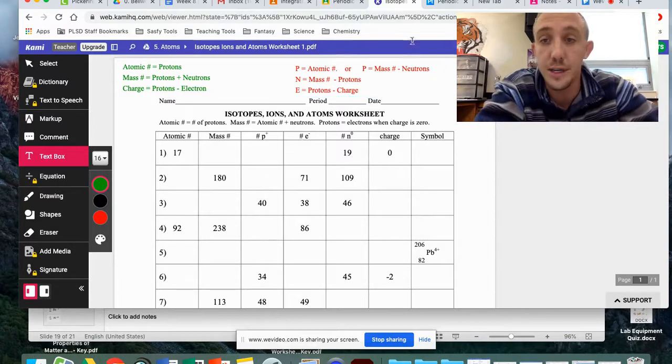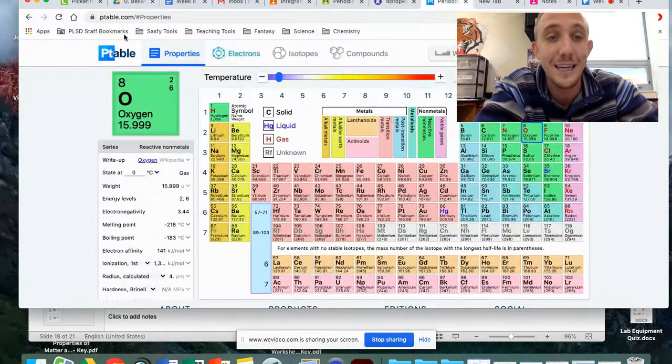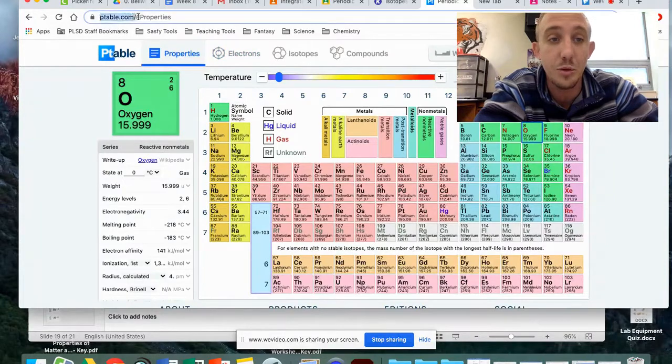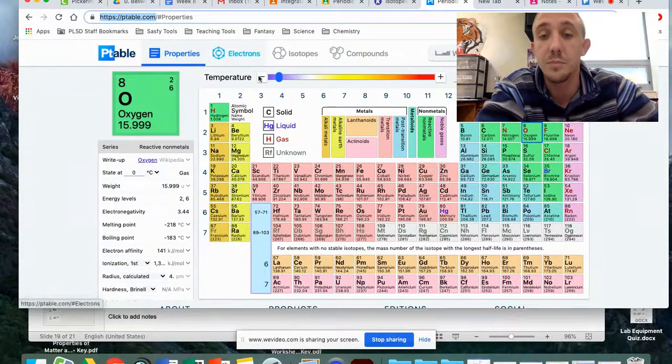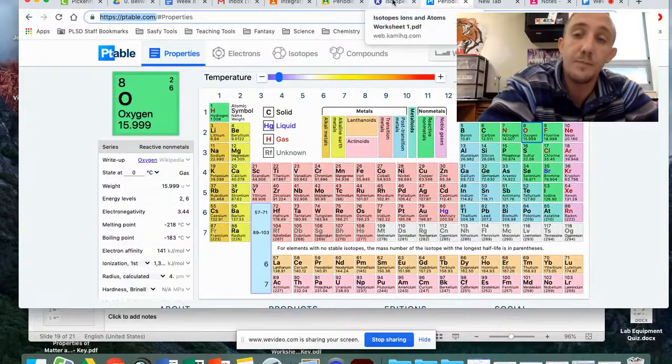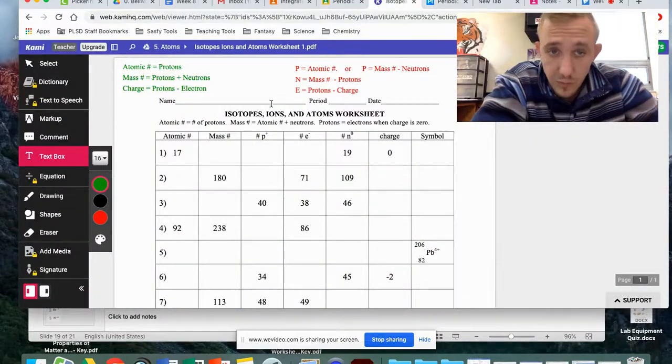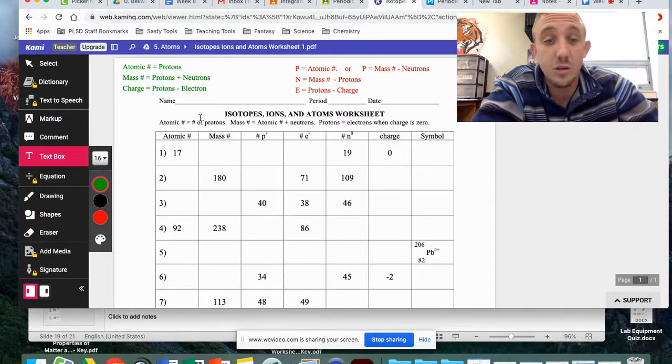Okay, so what I want you guys to also do is get on ptable.com. Just put ptable.com. Okay, this is the periodic table you're going to be using today. So we're going to go ahead and see how to solve for the missing information.